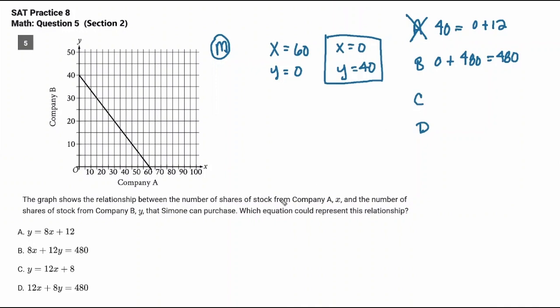Try the other two. Y is 40 equals 12 times X, 12 times 0, 0 plus 8. Nope. And then 12 times X, that's 0, plus 8 times Y, 8 times 40, 320. That does not equal 480. So, answer's got to be B. You can get this question really quickly. If you know how to do it this way, you get it right, and you move on.